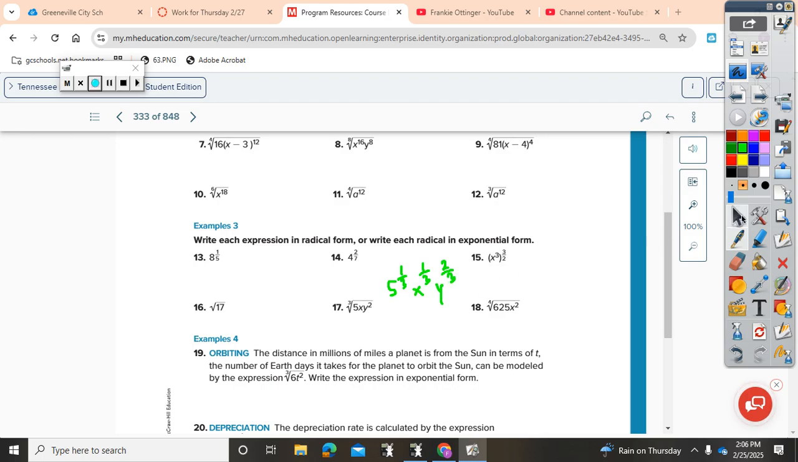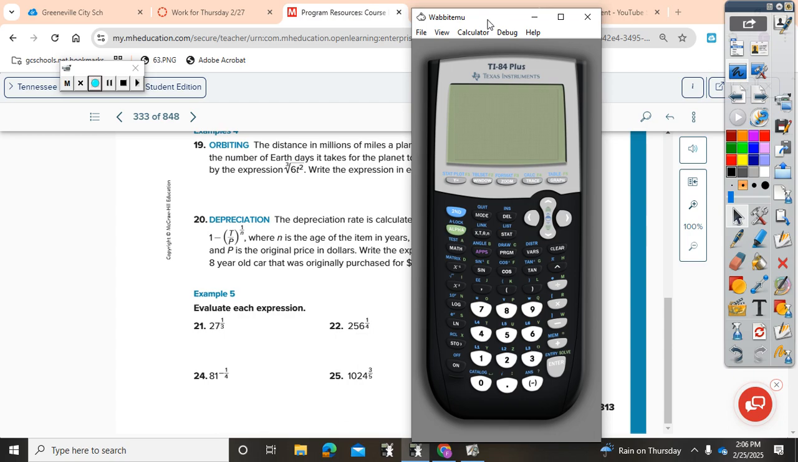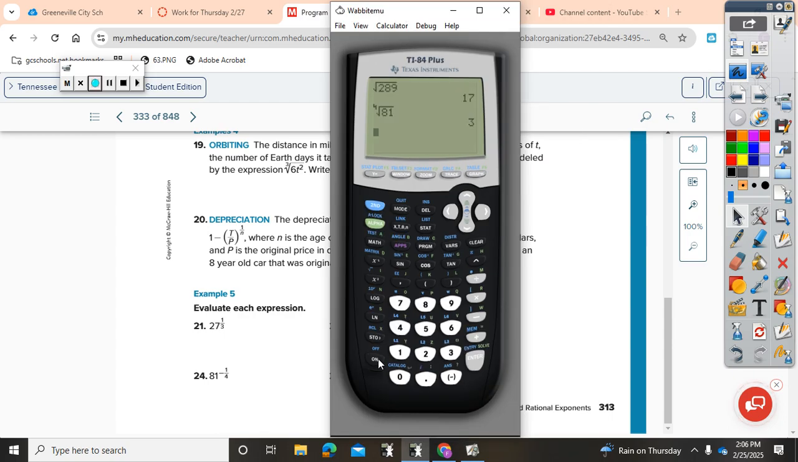Like I said, I think we'll stop there because that should be enough. I will say I think I might assign some of these problems too, like 21 through 26, and all you have to do on those, if you have your calculator, is type them in. So like I'm going to do number 21, I can type in 27 simply to the 1/3 power. I will show you how it's equivalent to the cube root of 27, right?